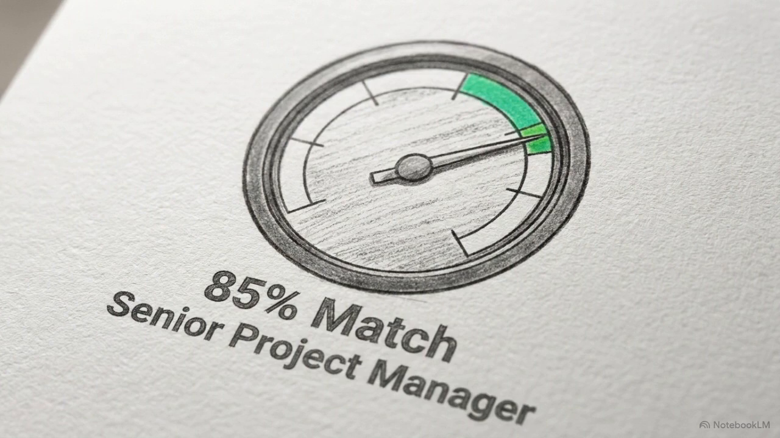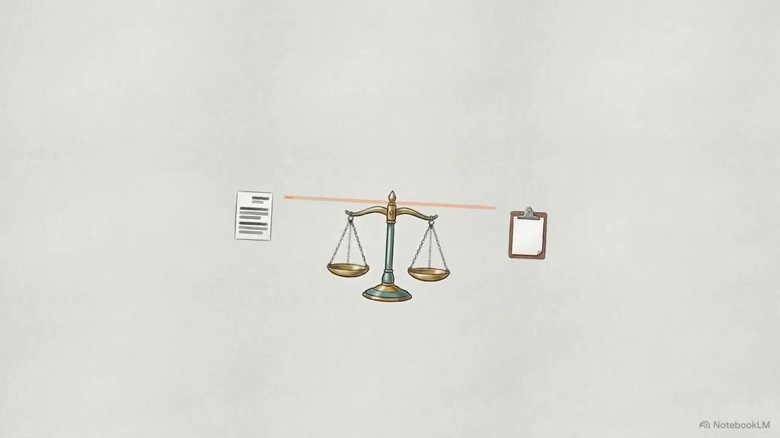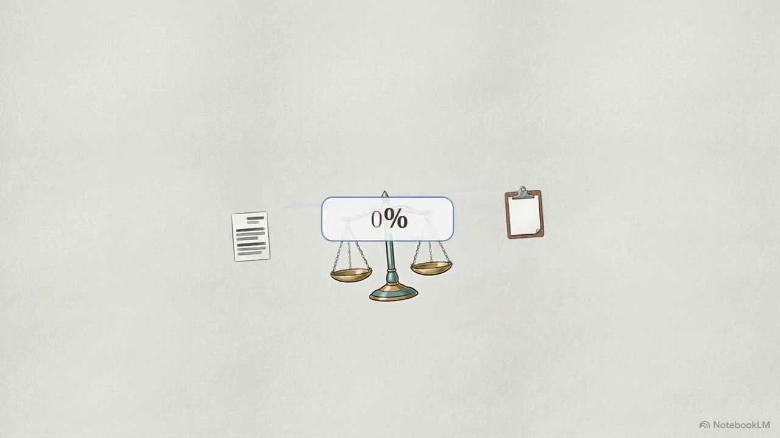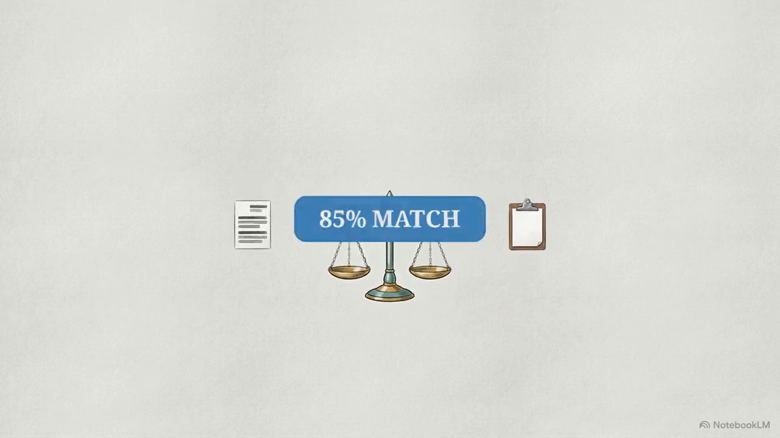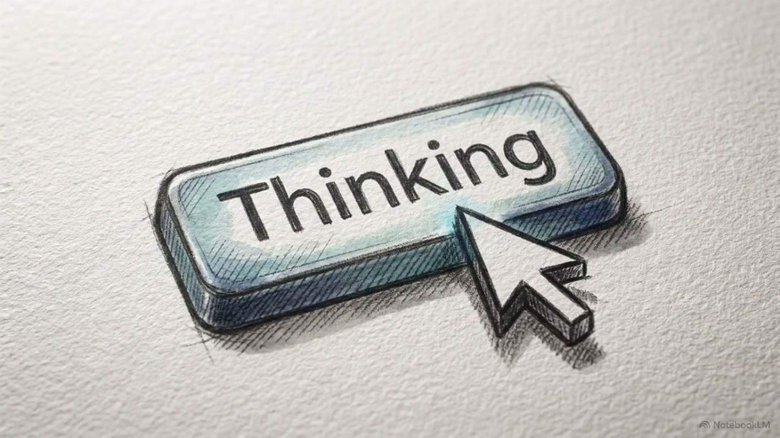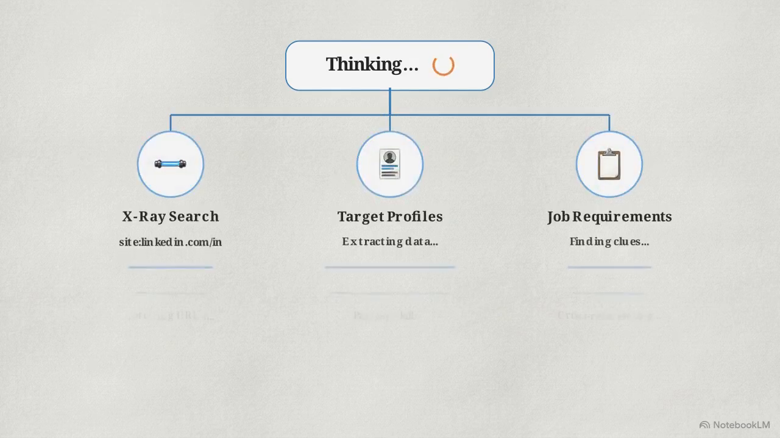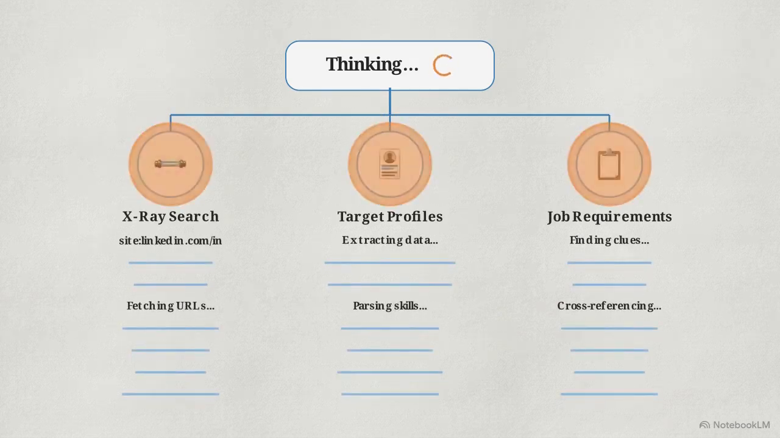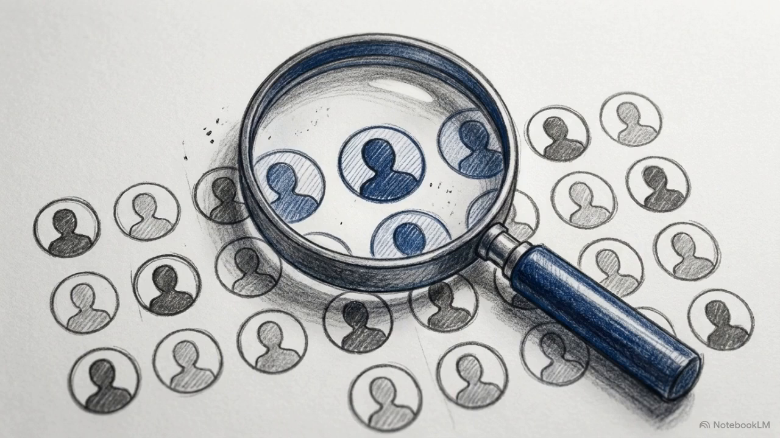Next to each job, you will see a match confidence score. The system calculates these percentages by weighing your specific resume experience against the stated requirements of the role. To verify how it reached these conclusions, click the Thinking dropdown. This reveals the transparent mechanics of the AI sourcing its data in real time. You will notice it relies heavily on the X-ray search to bypass standard limitations found within LinkedIn's native search engine.